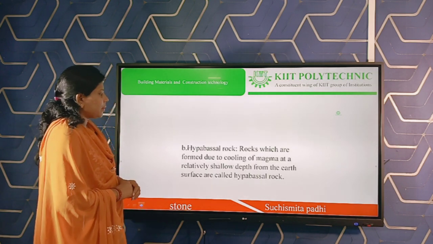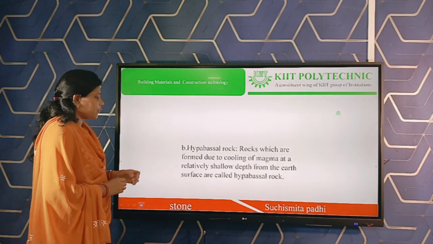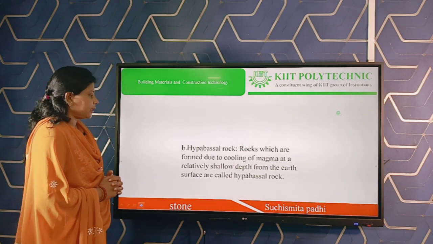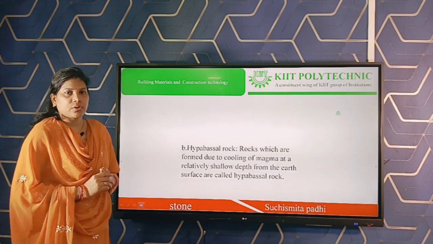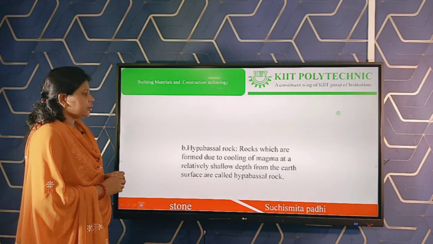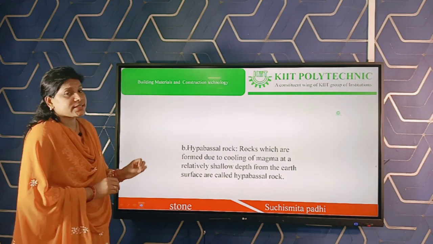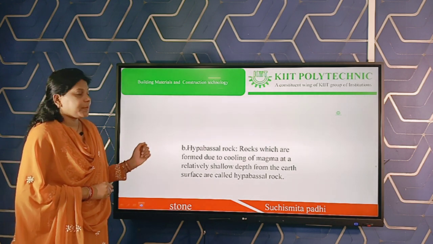Next come to hypabyssal rock. Rocks which are formed due to cooling of magma at a relatively shallow depth from the earth's surface are called hypabyssal rock. When the rocks are formed at a relatively shallow depth, that is hypabyssal rock.